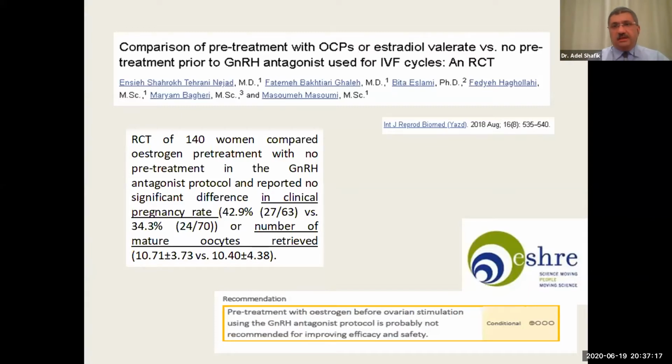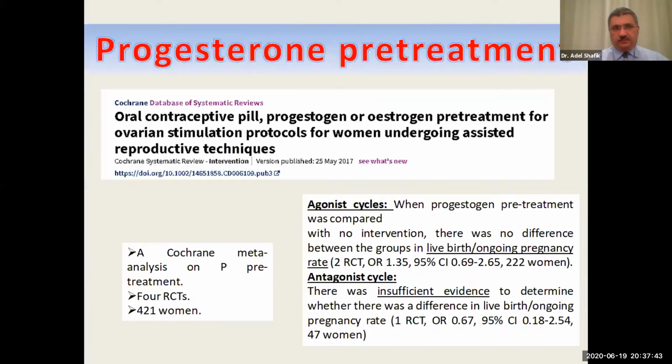ESHRE guidelines reviewed another randomized controlled trial, published in 2018 by an Iranian group, that wasn't included in the Cochrane review. It included 30 women and compared estrogen pre-treatment with no pre-treatment. There was no difference in clinical pregnancy rate or number of mature oocytes retrieved. So the consensus of the ESHRE guideline development group was that pre-treatment with estrogen before ovarian stimulation in the antagonist protocol is probably not recommended for improving efficacy and safety.